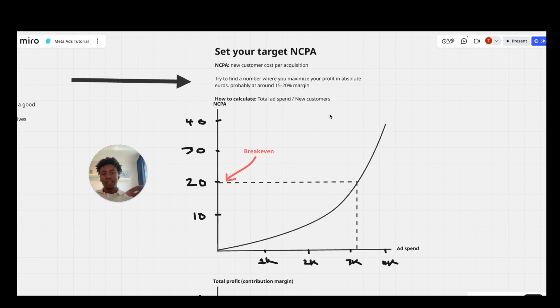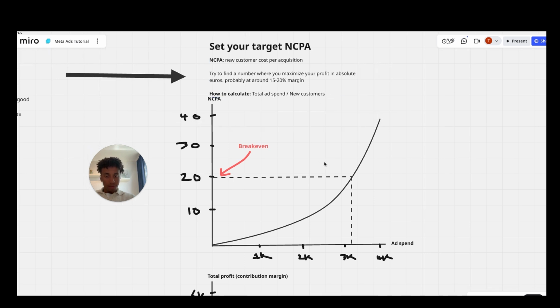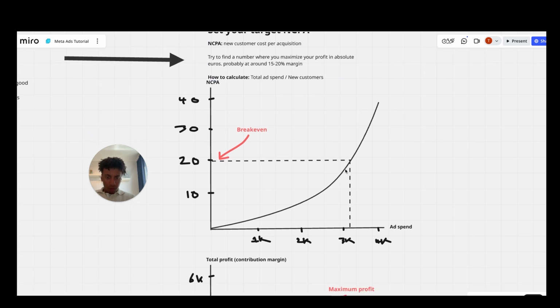What we want to look at is the actual money you've made and the actual money which went out. And that is your total ad spend, and that is your actual new customers which you've received. So that is how you calculate your NCPA. And with that said, let's get back into it. So now we have found this point where we're breaking even. This is not the NCPA which we want to hit because we're not making any profits there.